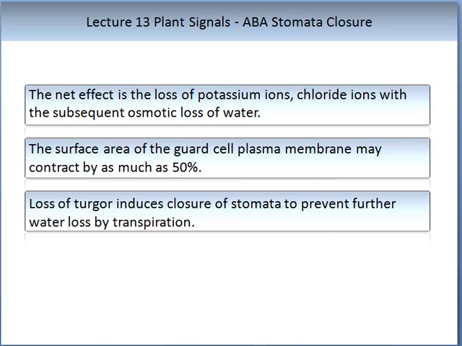Stomata close due to the net effect of the loss of potassium ions and chloride ions, and the subsequent osmotic loss of water. The surface area of the guard cell plasma membrane might contract by as much as 50%. The loss of turgor induces closure of stomata to prevent further water loss by evaporation.